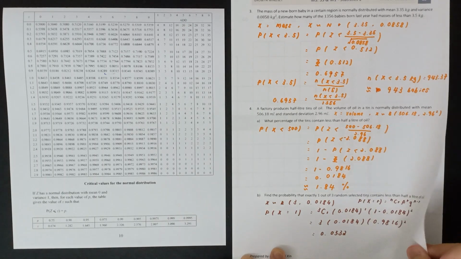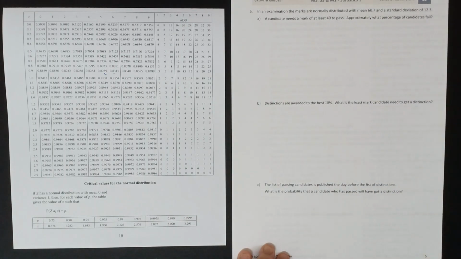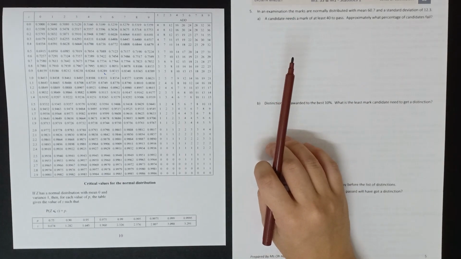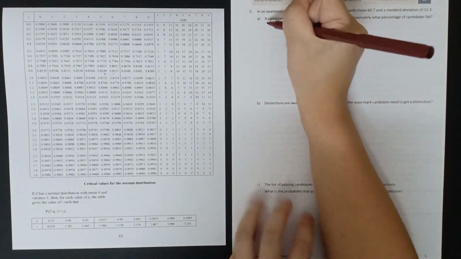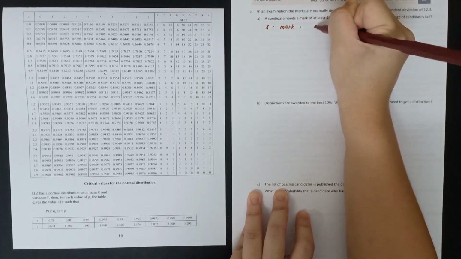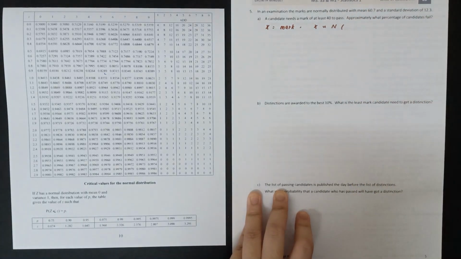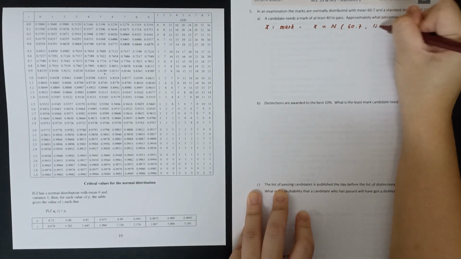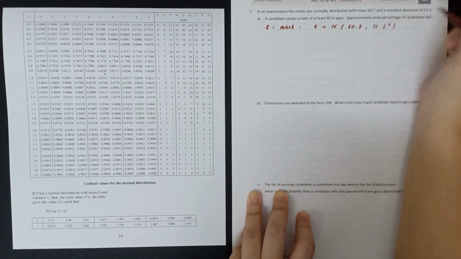All right, okay, so let's move on to number 5. In an examination, the marks are normally distributed with mean 60.7 and standard deviation of 12.3. A candidate needs a mark of at least 40 to pass. Approximately, what is the percentage of candidates who fail the exam? Your continuous random variable here is the marks of the exam. Same thing, it is normally distributed as well. Your mean is 60.7. What is your standard deviation? 12.3. This is the variance, so that's why I square it.